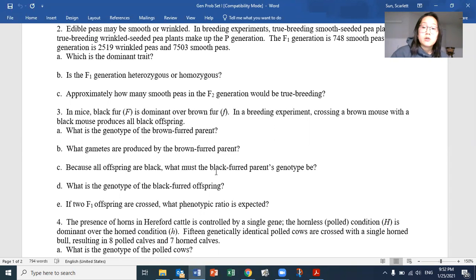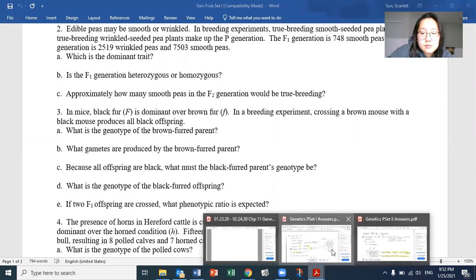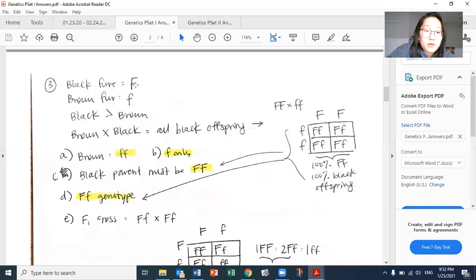In a breeding experiment, crossing a brown mouse with a black mouse produces all black offspring. Part A, what is the genotype of the brown furred parent? So we know black fur is capital F, we know brown fur is lowercase f, and we know that black is dominant over brown fur.